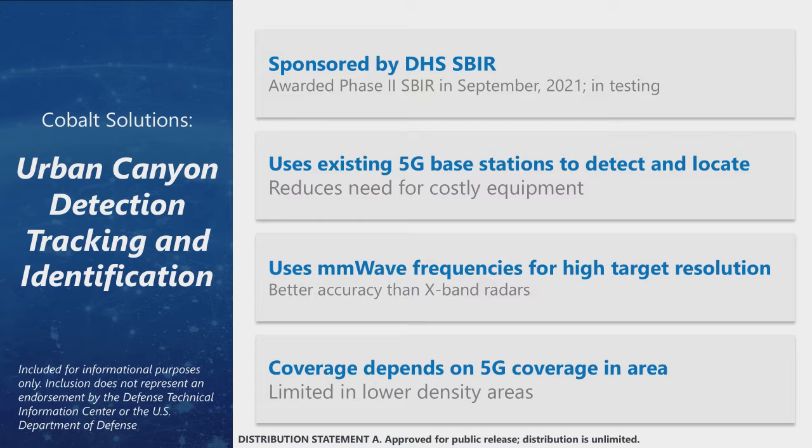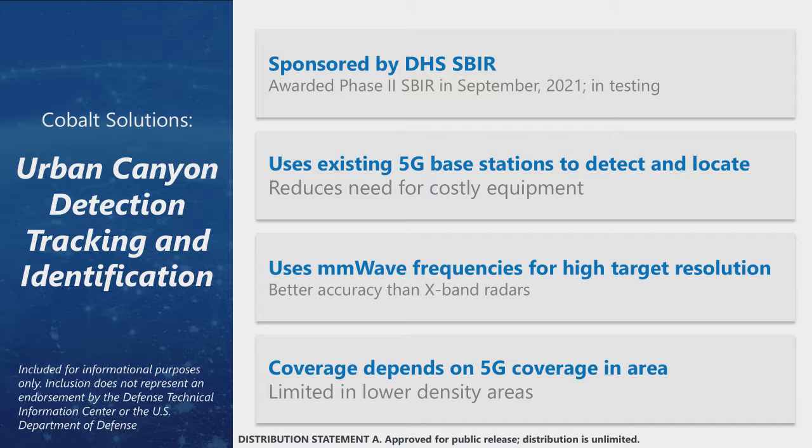And this one is actually sponsored by a DHS SBIR, Small Business Innovation Research Award. It's called the Urban Canyon Detection, Tracking, and Identification System. This one uses 5G base stations to detect and locate drones. It's pretty interesting in that it's using existing 5G infrastructure. The big limitation there is if you don't have 5G infrastructure in your location, you cannot use this. But 5G is being rapidly deployed across the nation, so you may end up with 5G soon if you don't already have it.